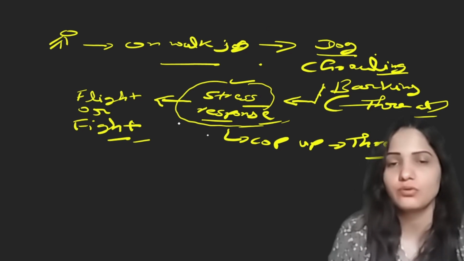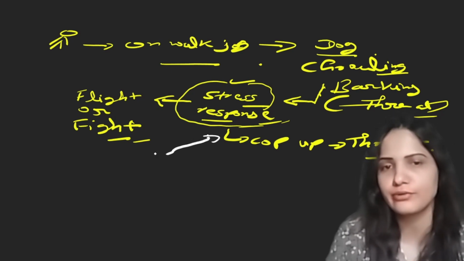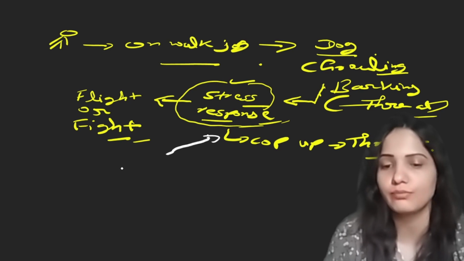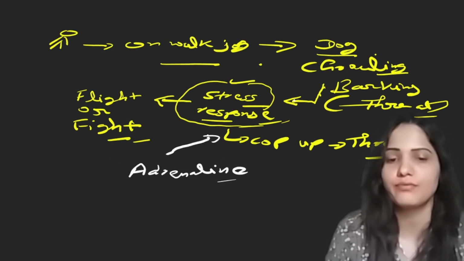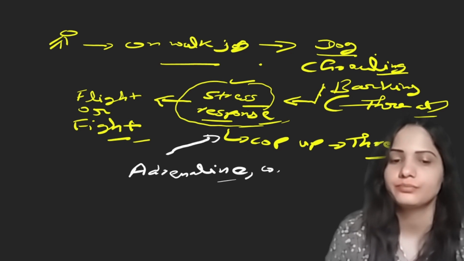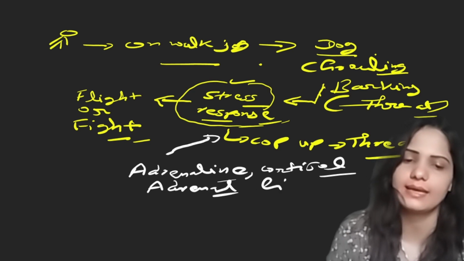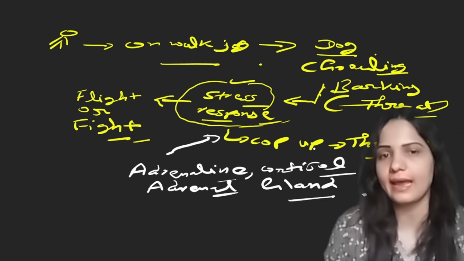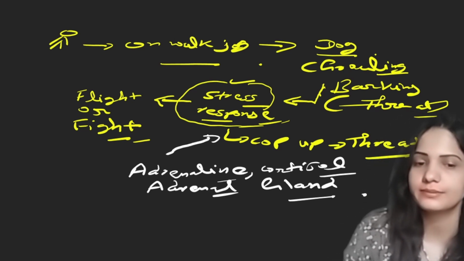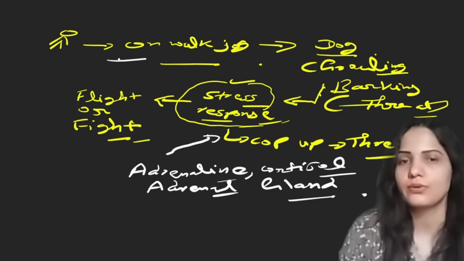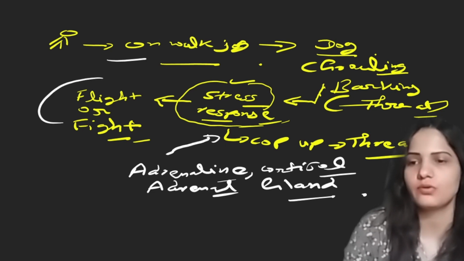And now the question is how this stress response is generated. This stress response is generated with the help of the hormone adrenaline. Adrenaline is responsible for the stress response, and hormones secreted by the adrenal gland are responsible for this response. Understood? So this is the case of stress response. Hope you understood what stress response is.